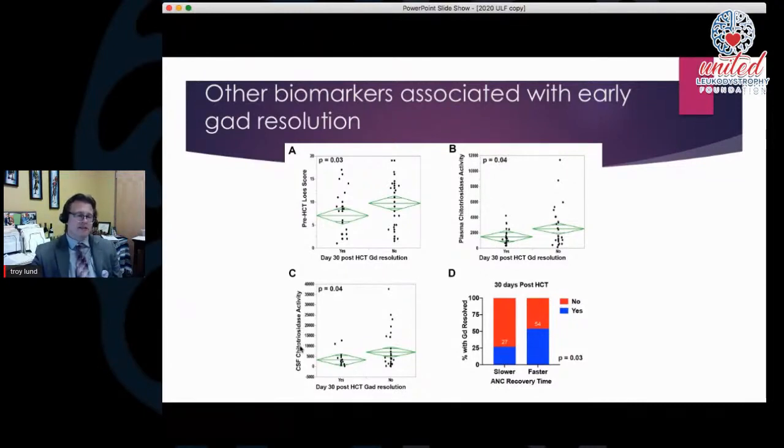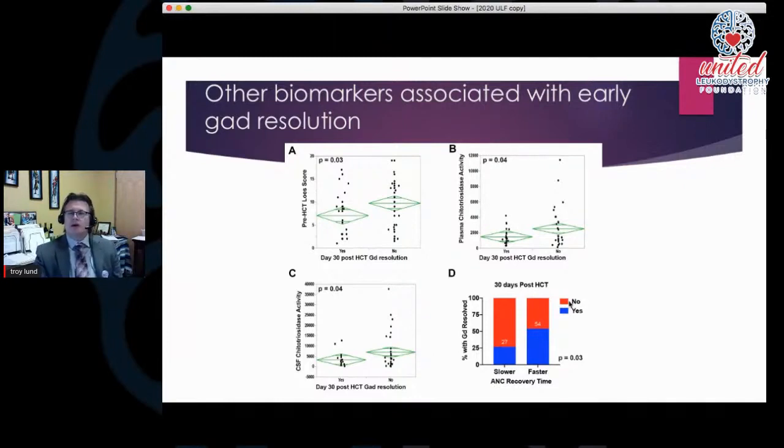We can do the same assay in cerebrospinal fluid, and we get kind of the same result. Boys that had their gadolinium go away quickly had lower chitotriosidase with a p-value of 0.04 versus those whose gadolinium stuck around for a while.